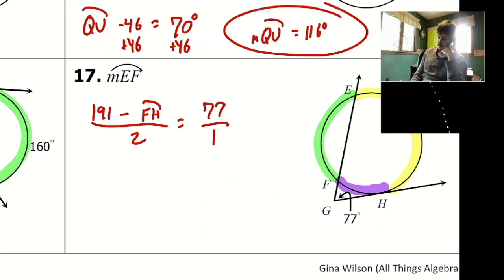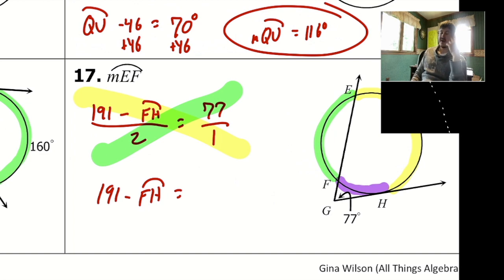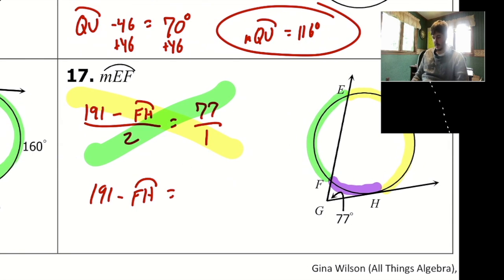Again, cross multiply. 191 minus FH equals 77 times 2, which is going to be 144? I think so, right? No, it's 154. 72 would be 144. So 154. And then we subtract both sides by 191.